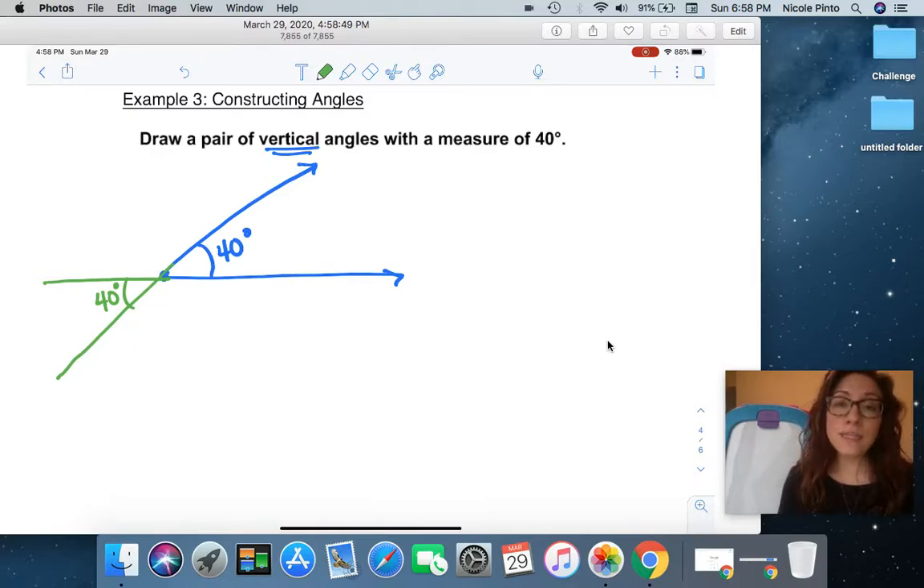So following this now, you're going to go try the on your own. I also have an exit ticket and the Big Ideas practice.